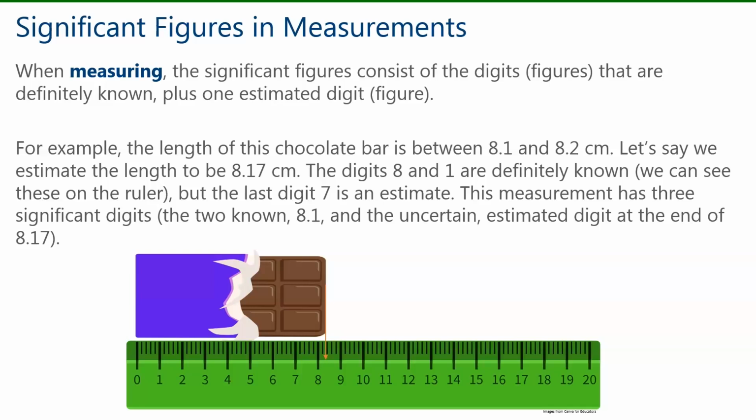The digits 8 and 1 are definitely known. We can see these on the ruler, but the last digit 7 is an estimate. This measurement has three significant digits, the two known digits 8 and the 1, and the uncertain or estimated digit at the end, which is the 7 in 8.17.